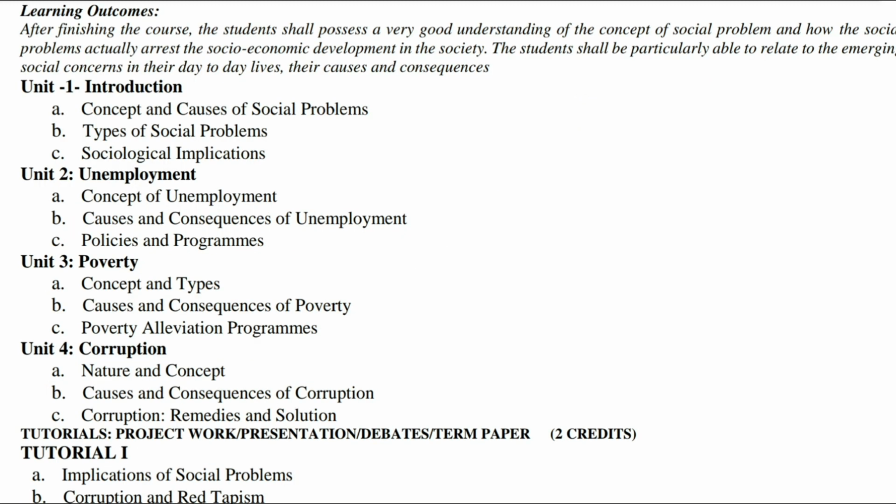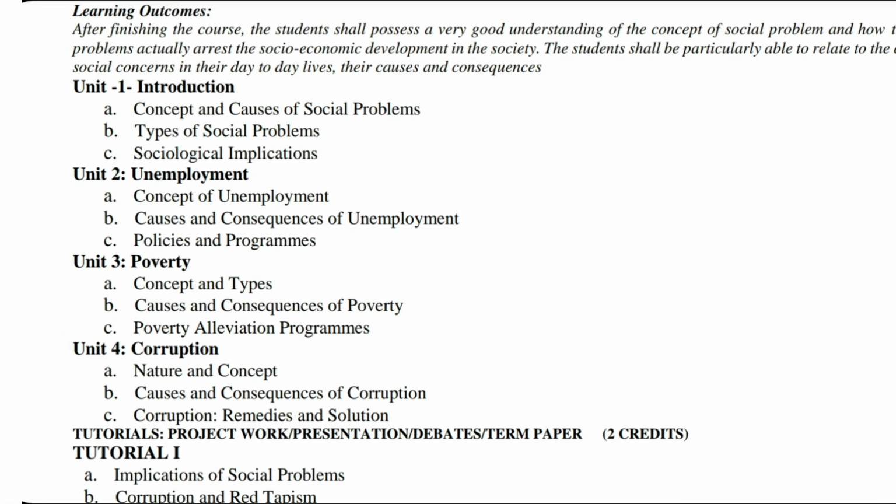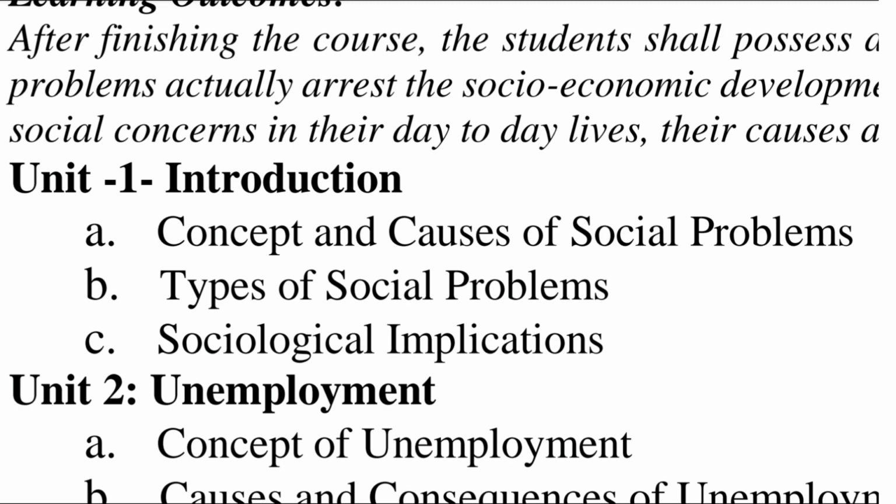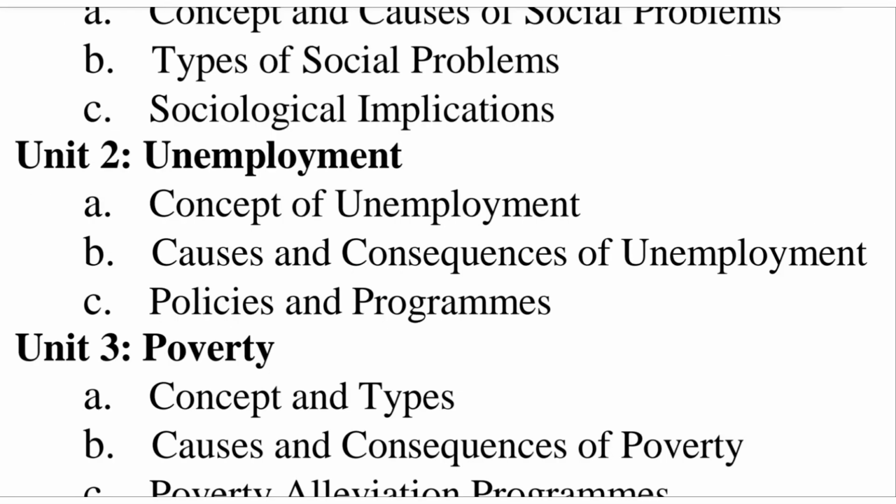Now let us discuss the syllabus in detail. So you have 4 units. Now let us discuss each unit in detail. Unit first is Introduction about social problems. And in this unit you have to study A. Concept and causes of social problems. B. Types of social problems. C. Sociological implications.